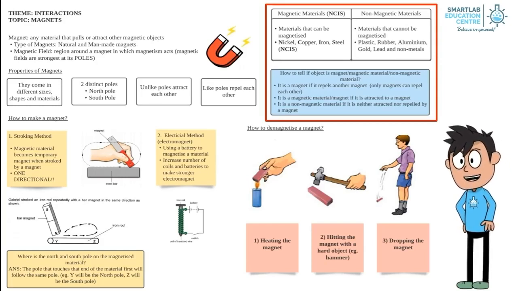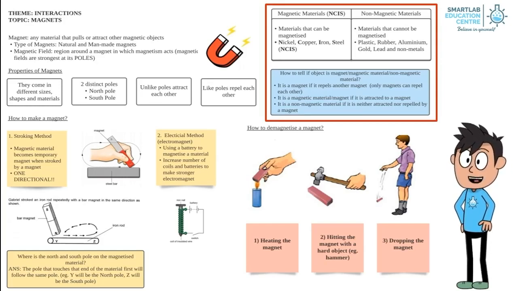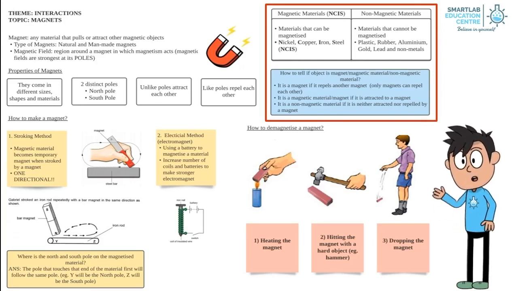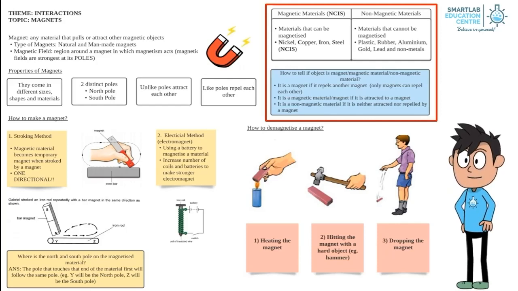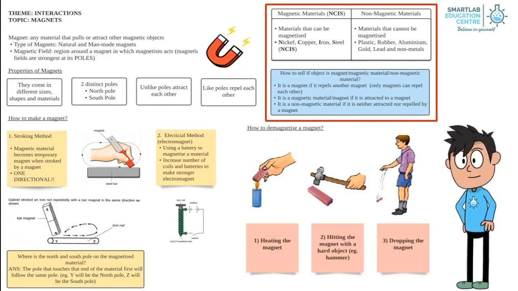There are a few ways we can tell if an object is a magnet, or a magnetic material, or a non-magnetic material. An object is a magnet if it repels a magnet. An object can be a magnet, or a magnetic material, if it is attracted to a magnet. An object is a non-magnetic material if it is neither attracted nor repelled by a magnet.